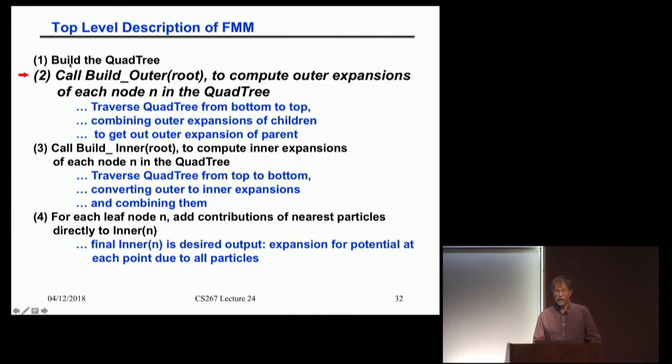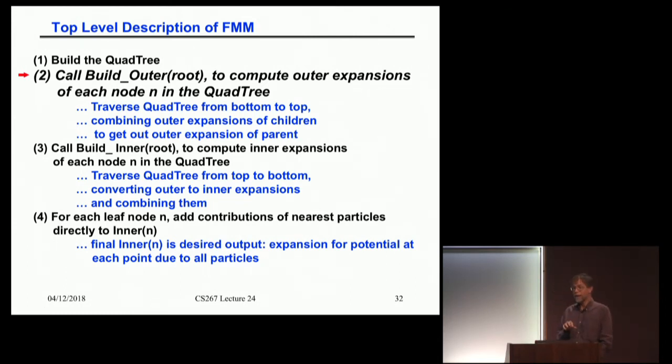I begin by building the quad tree. That's identical to what I did in Barnes-Hut. Then, very similarly to Barnes-Hut, I need to build the outer expansion for every node in the tree. And I do it the same way I did with Barnes-Hut. I start with all the leaves, which have one particle in them, say.